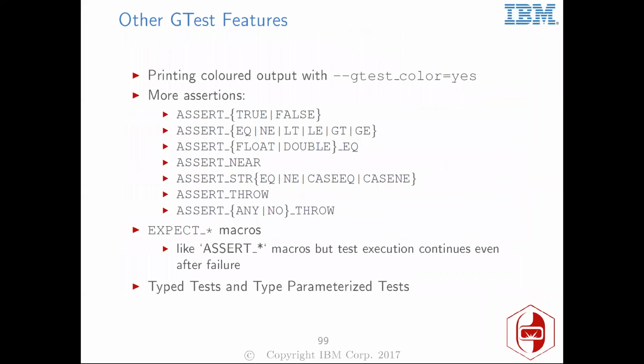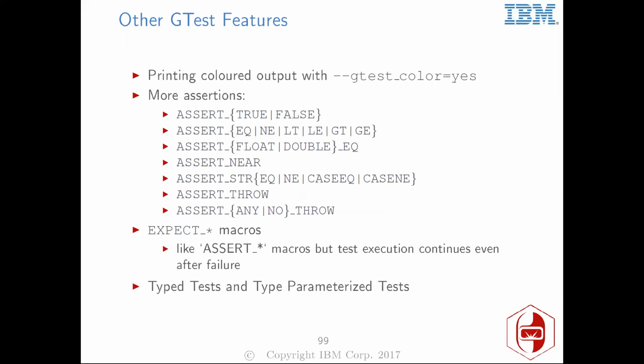So other Google Test features, as I've already mentioned, there are many, many features that I don't have the time to cover in this presentation. Some that are worth mentioning, though, are the ability to specify output with color. If you're like me, colored output helps when you need to focus on certain parts of output. So that will just make it so that failures appear in red and passes appear in green.